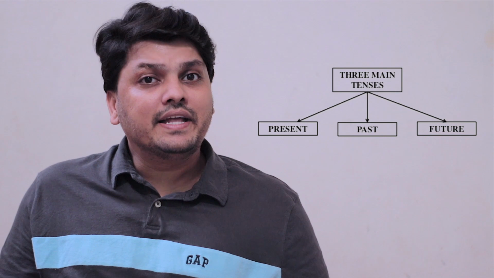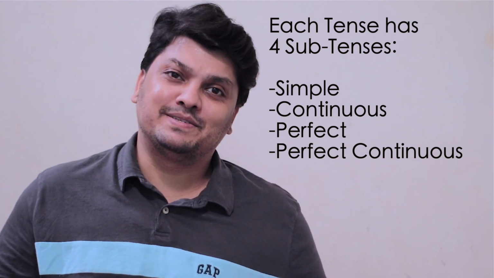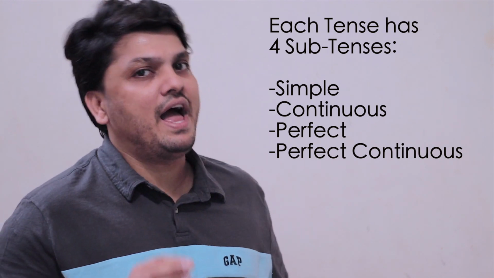These are just a few examples I gave you of the verb. There are many verbs. If you know how to change verb forms, it will be easier for you to frame tenses accordingly. So students, as we all know, there are 3 main tenses: present tense, past tense and future tense. And each tense has 4 subtenses: simple, continuous, perfect and perfect continuous. So let us begin today with present tense.